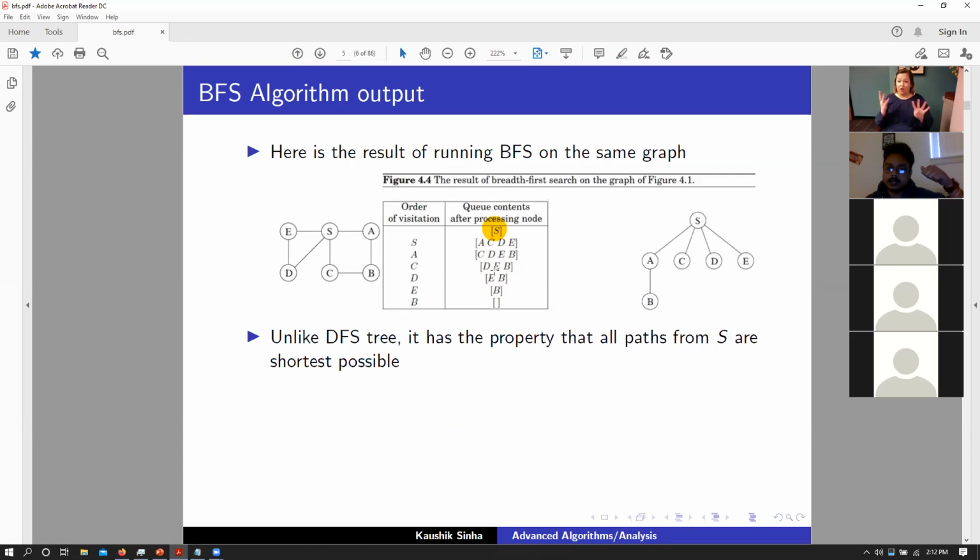Then comes the next one, that is C. C is already explored. C has nothing more, no more information to provide us. So we eject C from this queue. Then we move on to D. D again has nothing, no more information. We eject D. Then we move on to E. Again, E has nothing to add to our information. Then we look at B, and once we are done, we have explored all of those vertices.